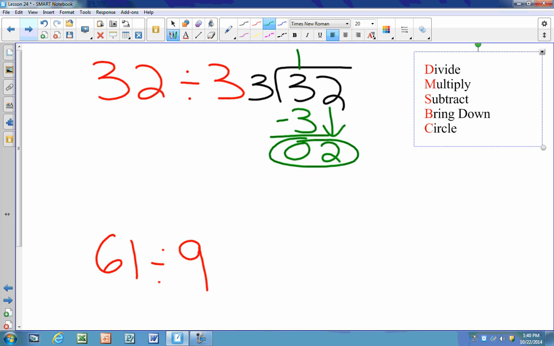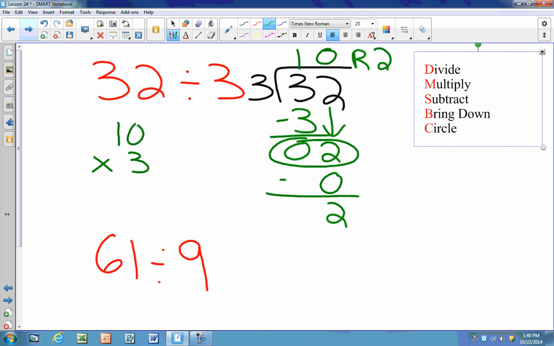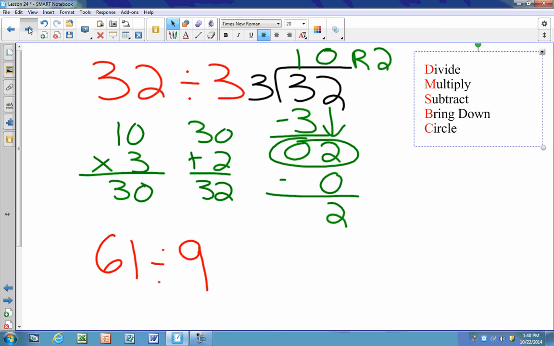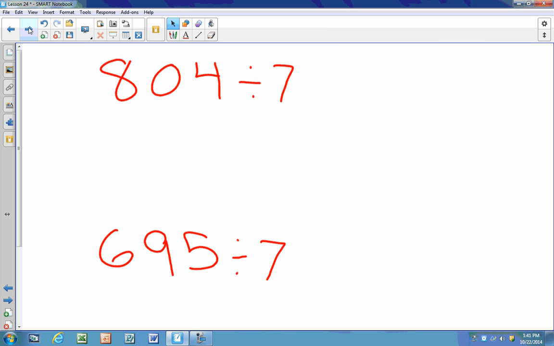This is a little tricky. It can only go in 0 times. So 0 times 3 is 0. And then I subtract. There's nothing to bring down. So that is my remainder. So now I do 10 times 3, which is 30. I add my 30 plus my 2, and I end up with 32. Now I'm going to show you an example of 3-digit divided by 1-digit.